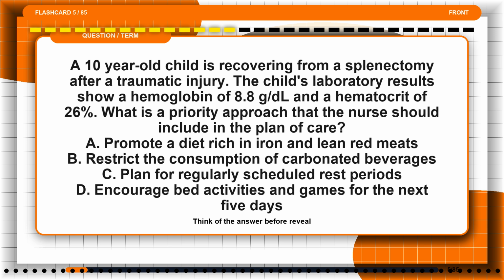A. Promote a diet rich in iron and lean red meats. B. Restrict the consumption of carbonated beverages. C. Plan for regularly scheduled rest periods. D. Encourage bed activities and games for the next 5 days. Think of the answer before the reveal.